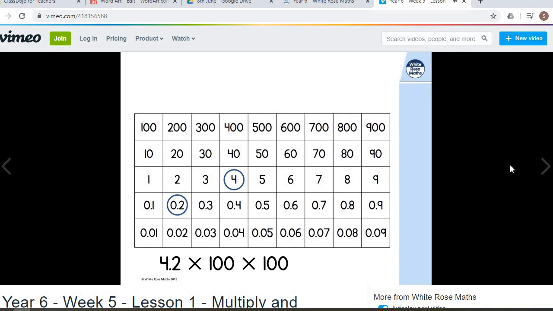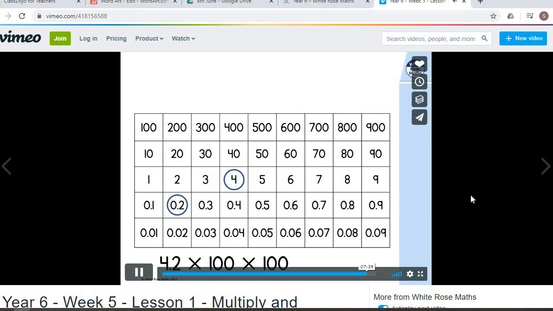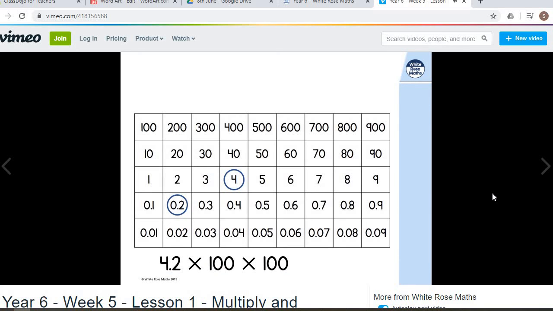Let's try Amir's method now. Amir said 4.2 times 100 times 100. Well, if I'm going to estimate 4.2 times 200, well, 4 times 200 would be about 800. Let's see if the Amir method gets us to about 800.